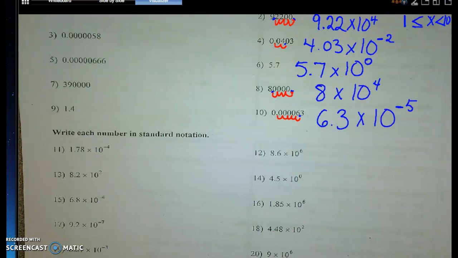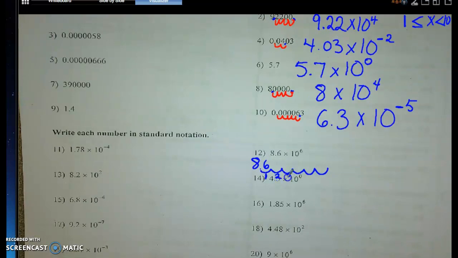Okay, second part. Now we're changing it to standard notation. Okay, switching gears here. So I know that this is 8.6 times 10 to the 6. So I have this 8.6, and I need to move the decimal 6 spots. Okay, so that means I have to move it 1. Okay, so that's 1 spot. Then I need to move it 5 more. 1, 2, 3, 4, 5.